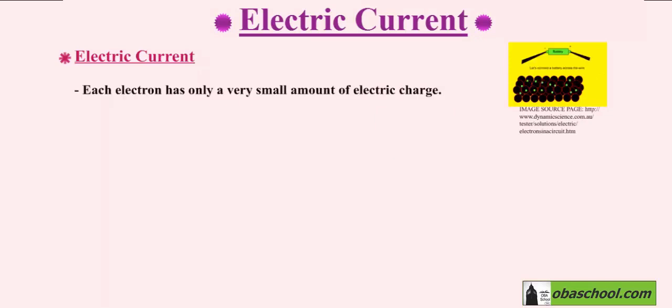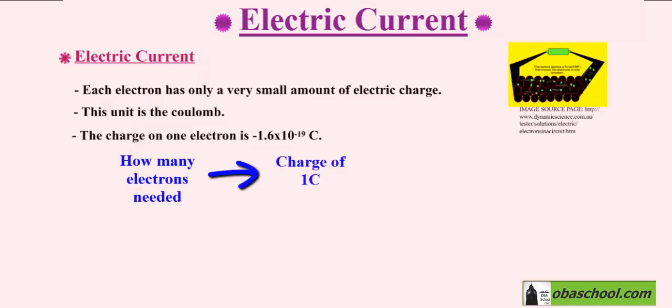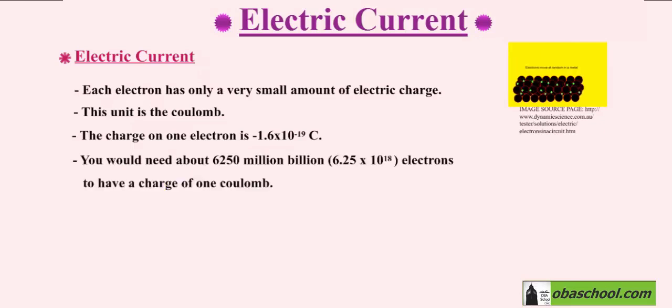To know this answer, let's start with what an electric current is made of. Each electron has only a very small amount of electric charge. The unit of the electric charge is the coulomb, and the charge on one electron is minus 1.6 times 10 to the power minus 19 coulomb. So how many electrons are needed for the charge of 1 coulomb? You would need about 6,250 million billion, or 6.25 times 10 to the power 18 electrons, to have a charge of 1 coulomb.